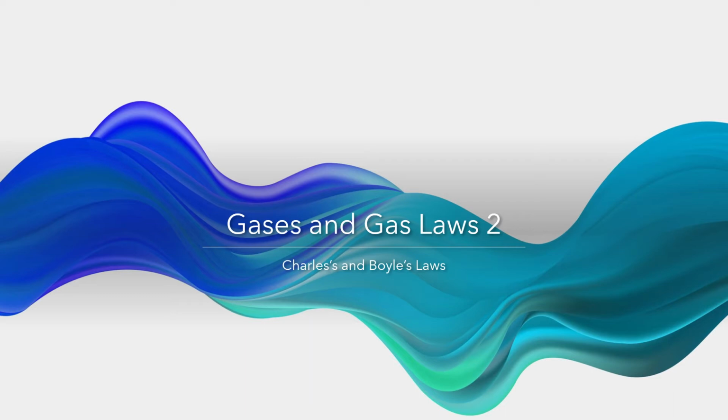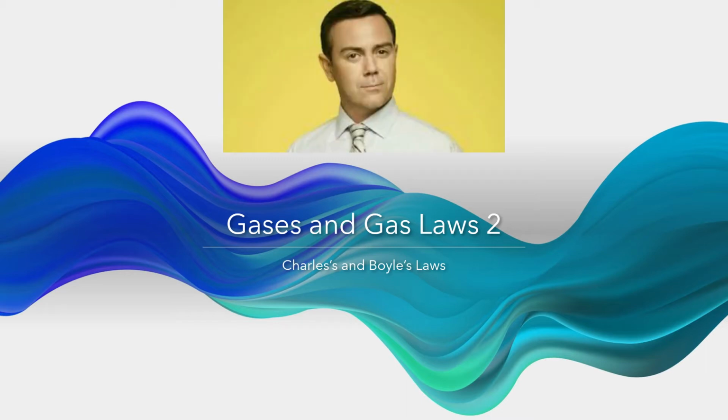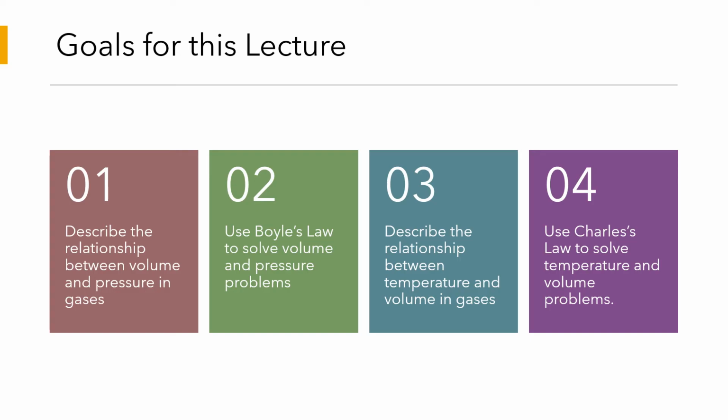Today we'll be learning about the first two laws that govern the behaviors of gases, Charles' law and Boyle's law. And no, neither of the laws have anything to do with Brooklyn Nine-Nine. Today we will start by looking at the relationship between volume and pressure in a bit more depth. Then we'll use Boyle's law to solve some related problems. After that, we'll turn our attention to the relationship between temperature and volume and apply Charles' law to a few example problems there as well.